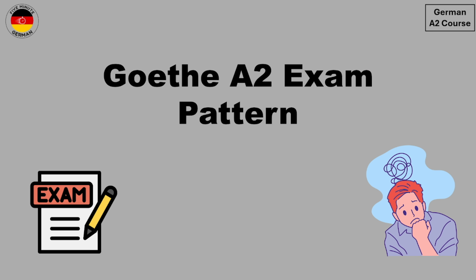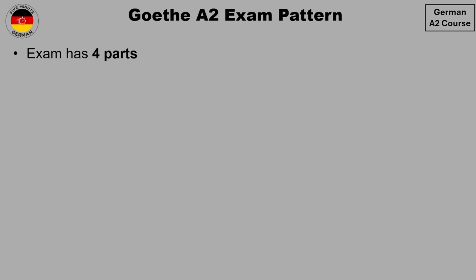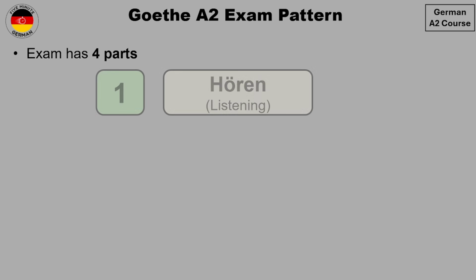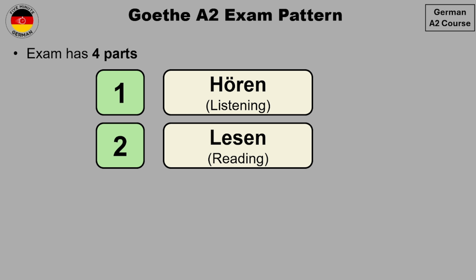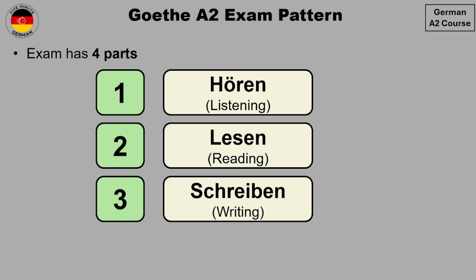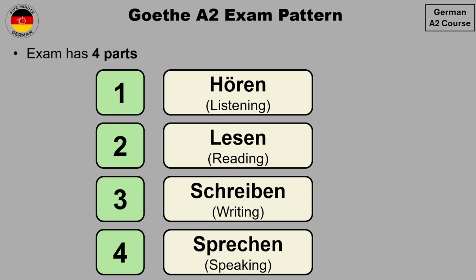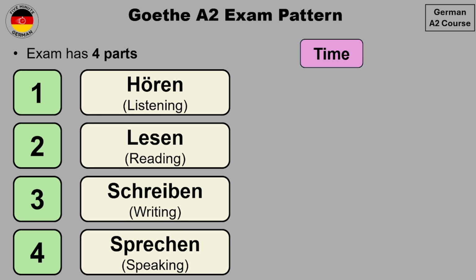So the Goethe A2 exam has 4 parts. The first part is Hören or listening. The second is Lesen or reading. The third is Schreiben or writing. And the fourth is Sprechen or speaking. And these are the same parts that you also have in A1. Now let's take a look at how much time you have for each section.